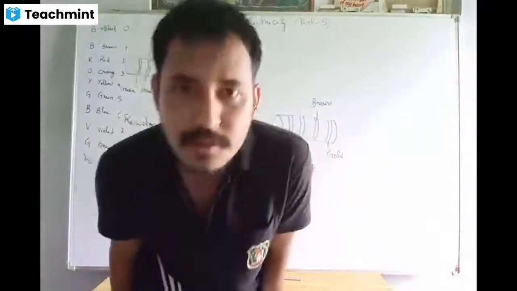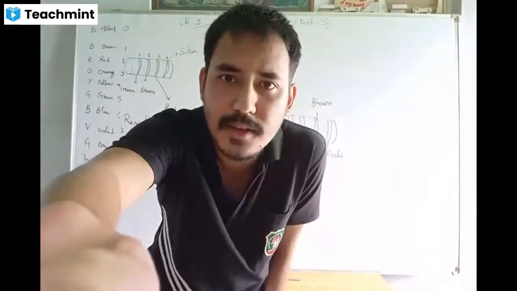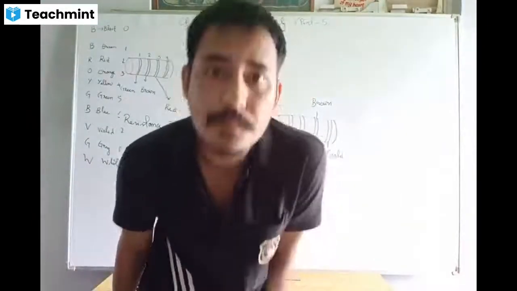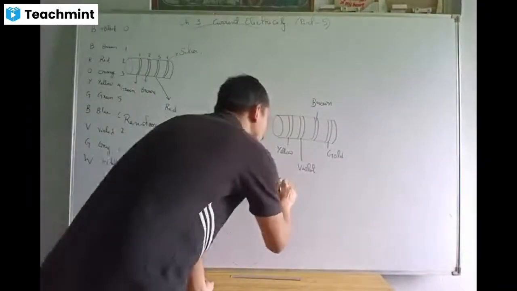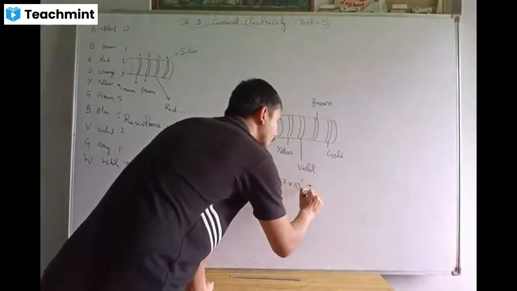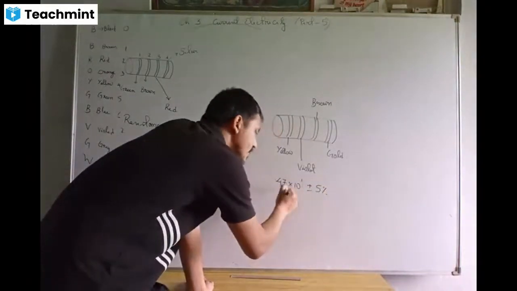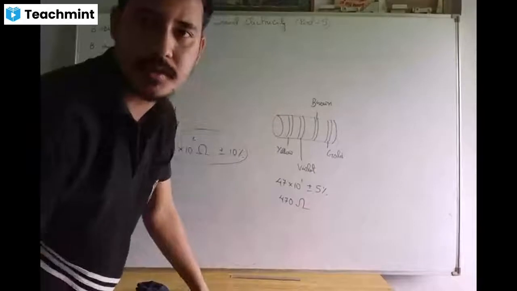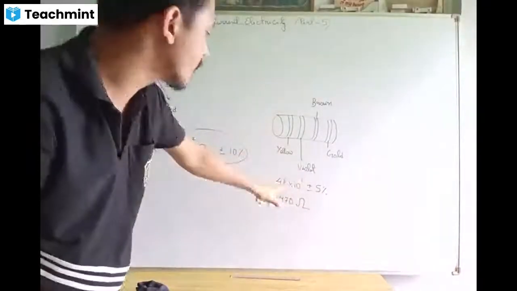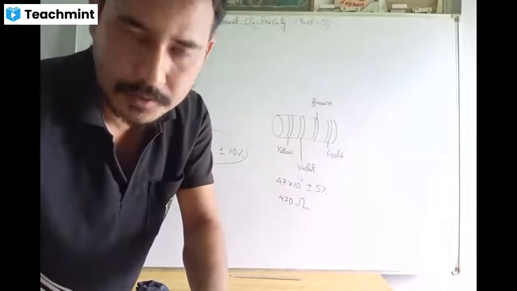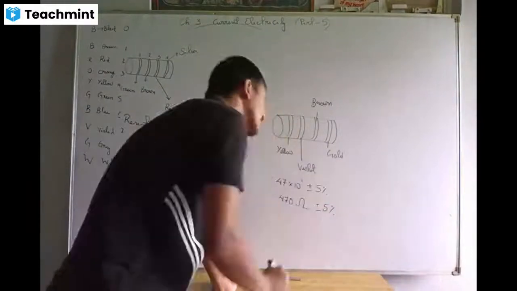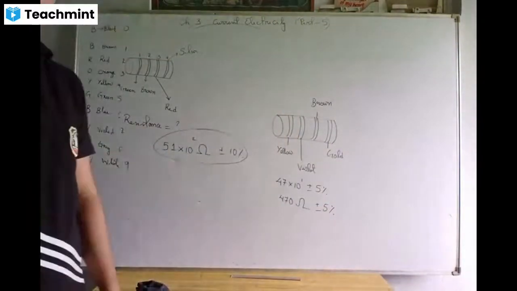Okay, this time, Semas, Kinikali and Indisnap commented 47, 10 to the power 1, plus minus 5%. Okay, correct. 47 into 10 to the power 1 plus minus 5% means 470 ohm. If you do not write ohm, your answer is wrong. If it comes for one mark, if you do not write ohm, you are getting zero. All right? So 470 ohm plus minus 5% is the value of this carbon resistor.